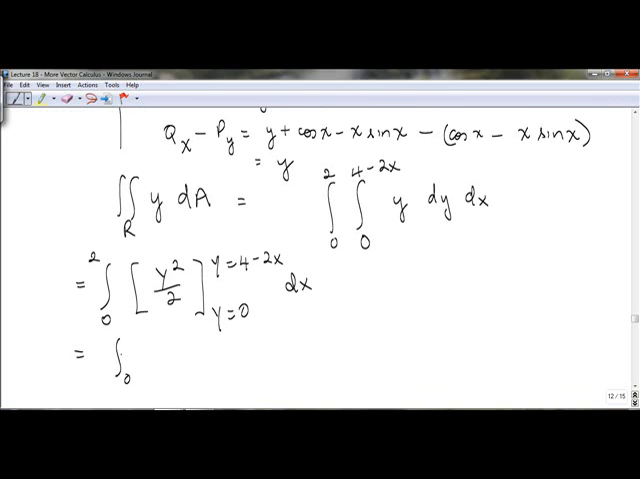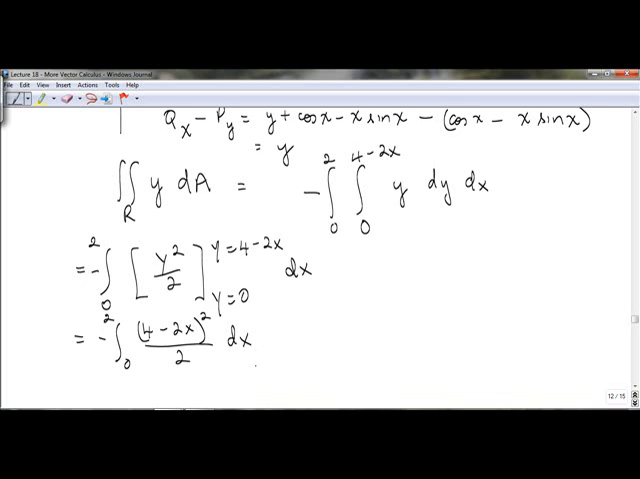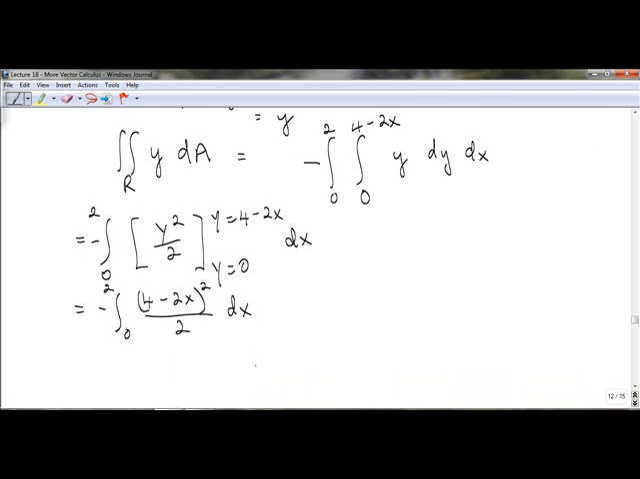which is equal to the integral from 0 to 2 of 4 minus 2x all squared over 2 dx. Oh ho, what did we forget? What did we forget? The negative. So just sneaking a negative outside there, like it never met. And this is equal to negative 16 over 3.